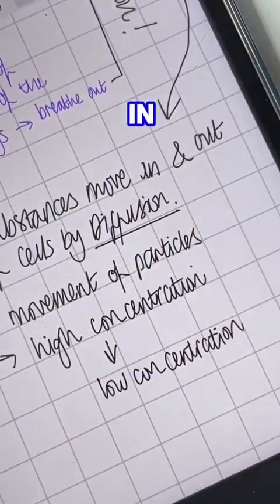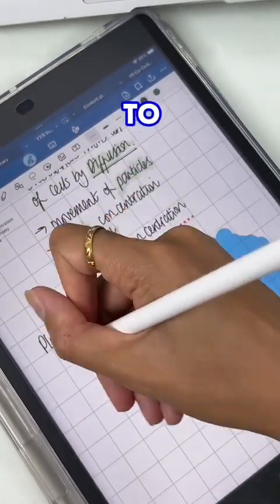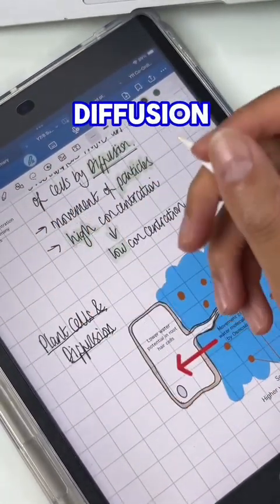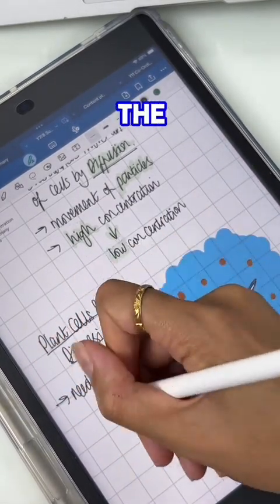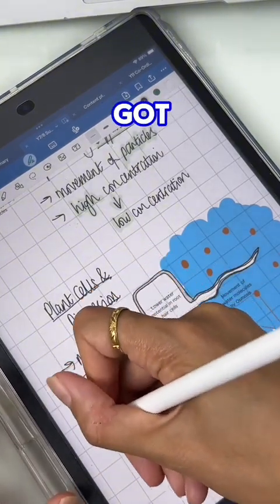Diffusion also happens in plant cells. Plant cells carry out a process which is called photosynthesis. For photosynthesis to happen, they need water. Plants get this water through diffusion. The water diffuses into the plant via the root hair cells. Basically, the soil has got a high water concentration and the root hair cell has got a low water concentration.